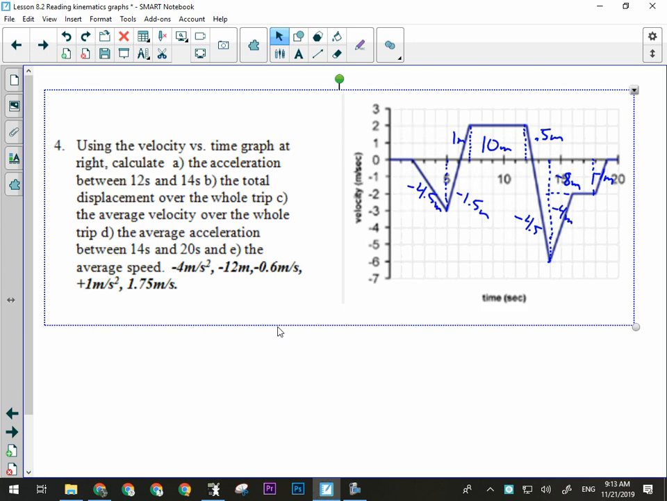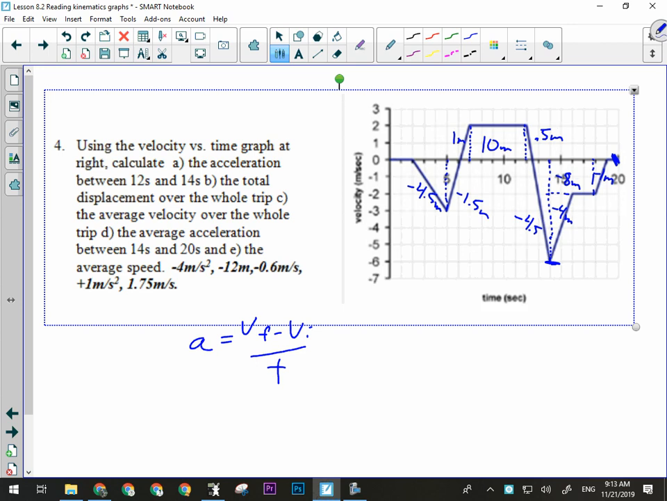All right, and then last thing, average acceleration between 14 and 20 seconds. All right, so time 14 seconds is right here, 20 seconds is right here. Acceleration is VF minus VI over T. I can't calculate the slope here because there isn't one single line to use. So then I have to use this formula.